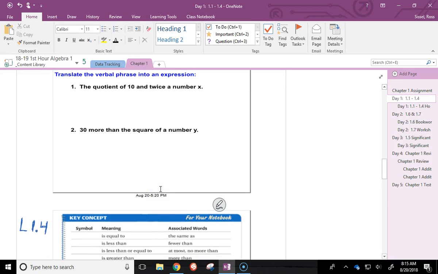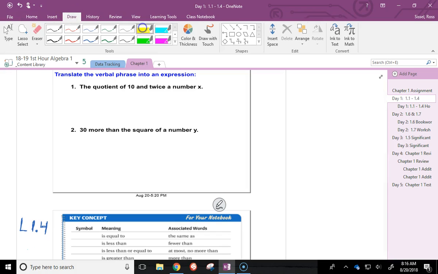Go ahead and try number 1 and 2. I would highlight or underline the important parts. Number 1: the quotient of 10 and twice the number x. And number 2: 30 more than the square of a number y. Okay, you guys work it. I'm going to start doing it and see if we all get the right answer.